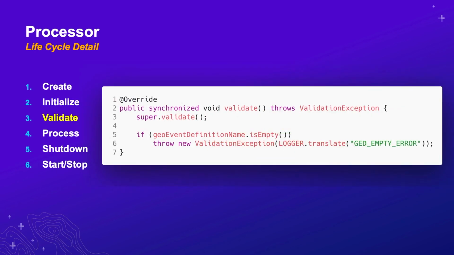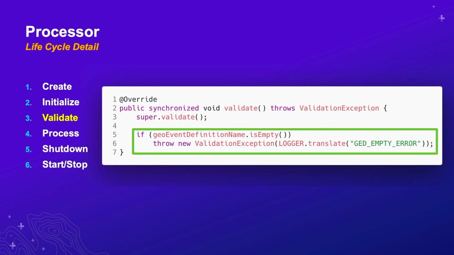Once the state of our processor has been initialized, the validate method gets called. Here, we can go ahead and check the processor's state with those user-defined properties. The super.validate method call, like I talked about earlier, will check the types of those properties and ensure those required properties are not empty. Here, we also do some additional logic to check the value of the GeoEvent definition to ensure that it is not empty. If it is, then we use the bundle logger to log an error.